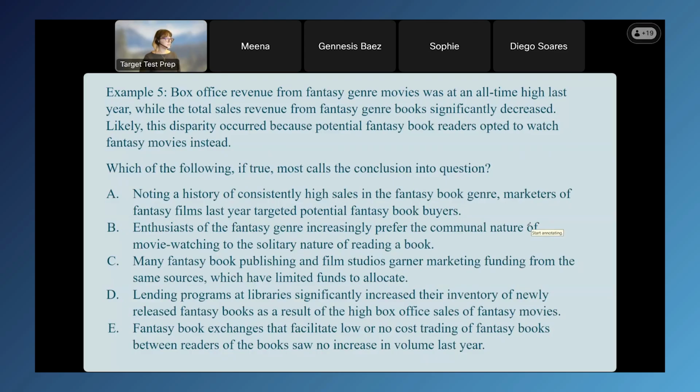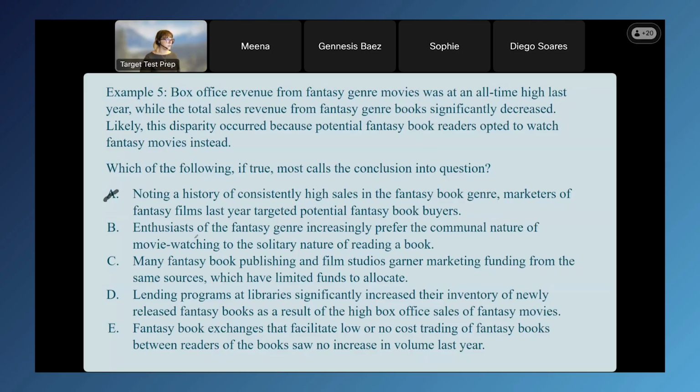Noting a history of consistently high sales in the fantasy book genre, marketers of fantasy films last year targeted potential fantasy book buyers. So our conclusion is that people are choosing to watch fantasy movies instead of reading books. This is just a strengthener for that. If marketers are targeting people that would have been buying books to come see their films, that makes sense with the author's conclusion.